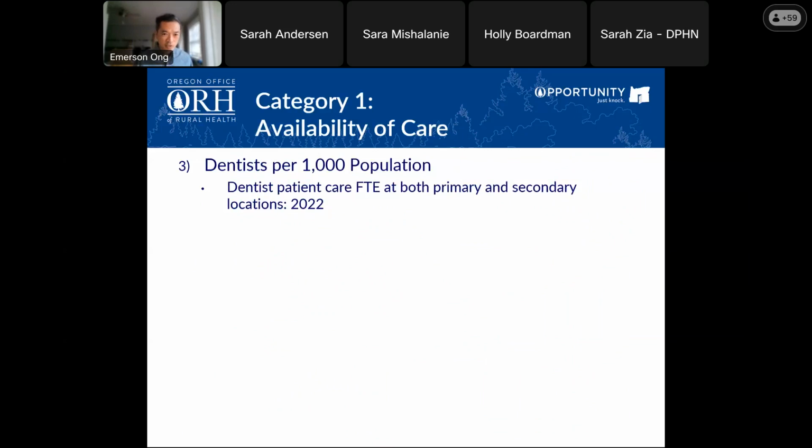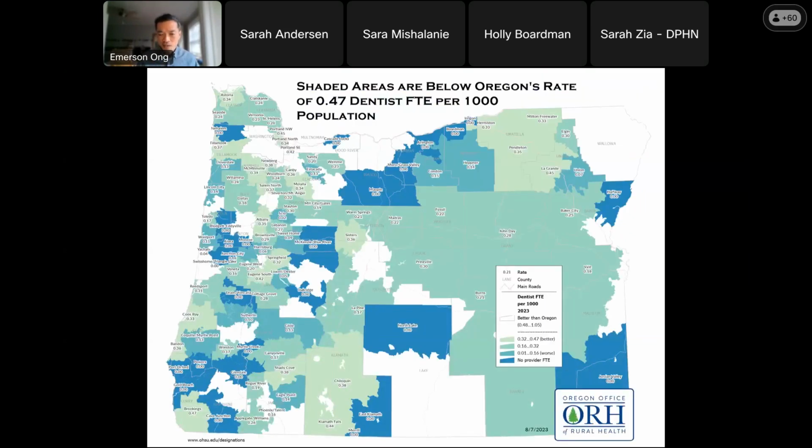The third variable, also under availability, is dentists per 1,000 population. We take patient care FTE for all dentists at both their primary and secondary locations, and then divide that by the population times 1,000. So for the state as a whole, there is an average of 0.47 dentists FTE per 1,000. The areas that are shaded are worse than that, and the areas in blue have no dentist FTE at all. So that's Cascade Locks, Maupin, Powers, Port Orford, North Lake, East Klamath.